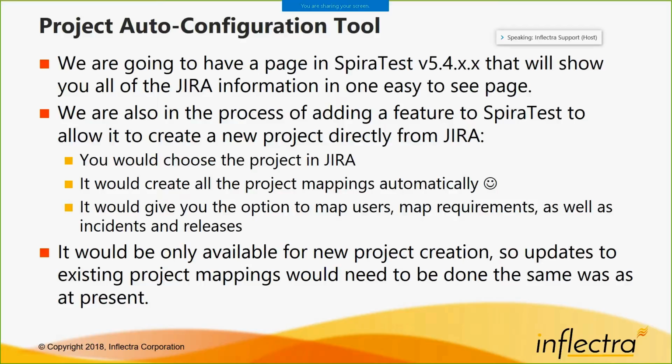The second thing is when you create a new project, we're going to be adding a wizard which will automatically pull in a JIRA project and do all the configuration for you, basically auto configuration. It will connect to the JIRA project, it will set up the issue types, the custom fields, and the mappings and do it all in one go, and same for requirements. We'll probably give you the option to have requirements on or off because not everyone uses that feature. So that will be really good for new projects, whereas the first one will be useful for both new projects and maintenance of existing projects.